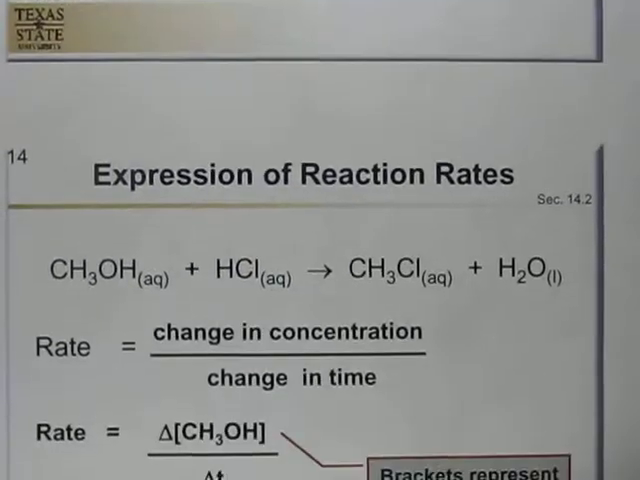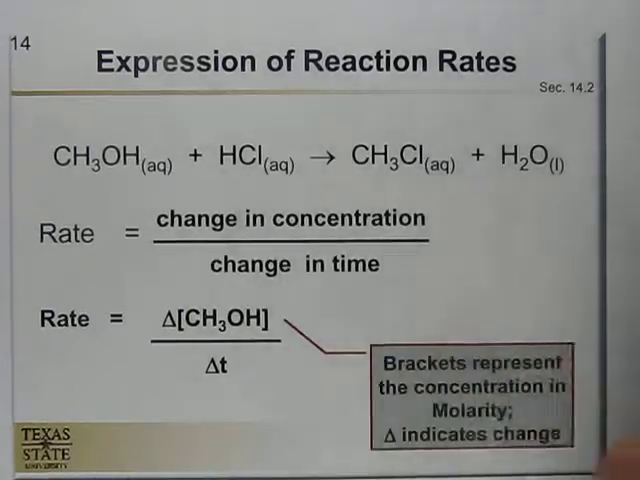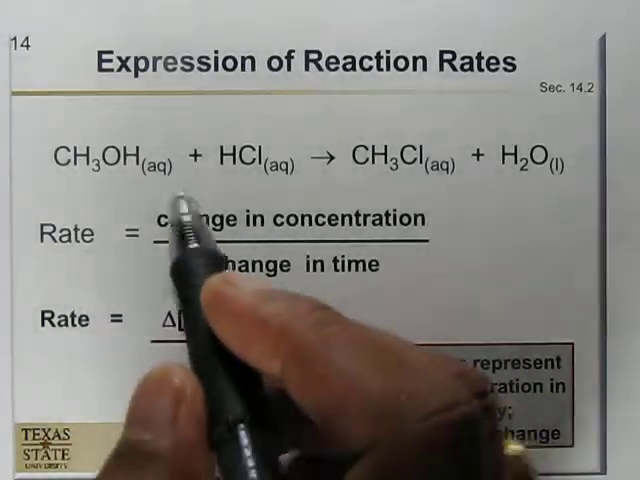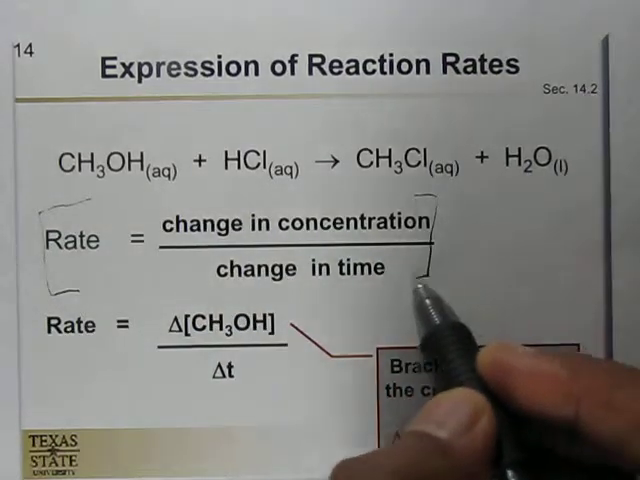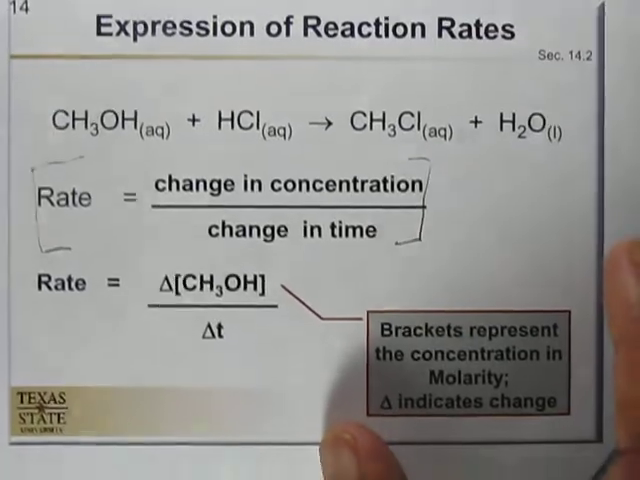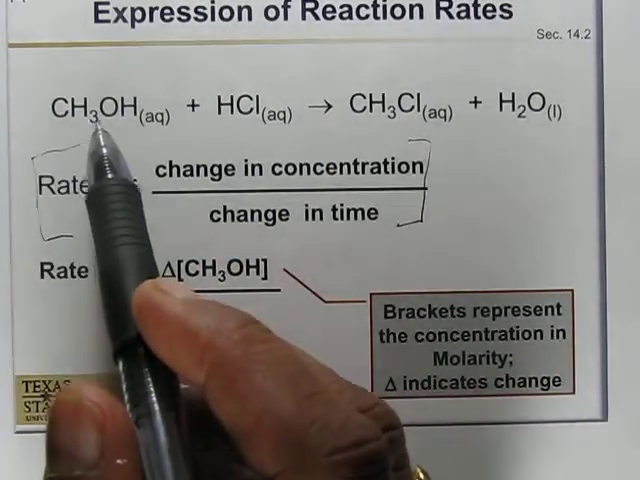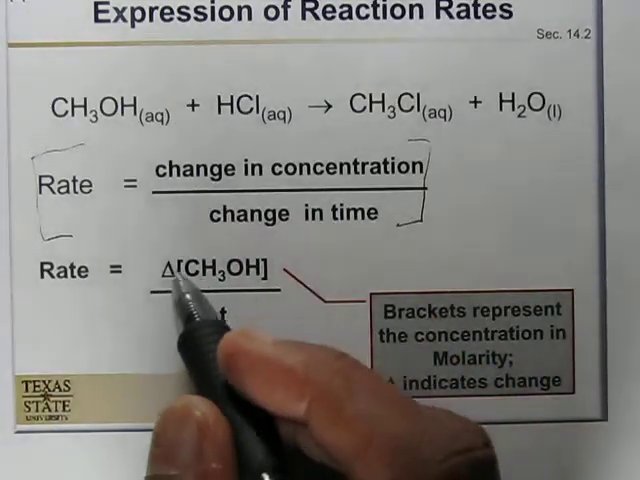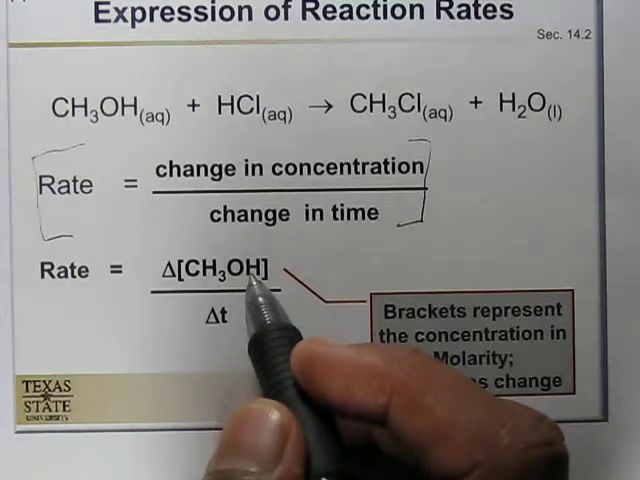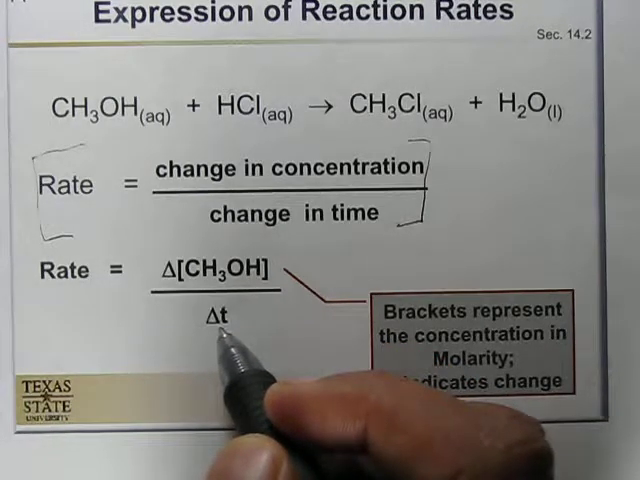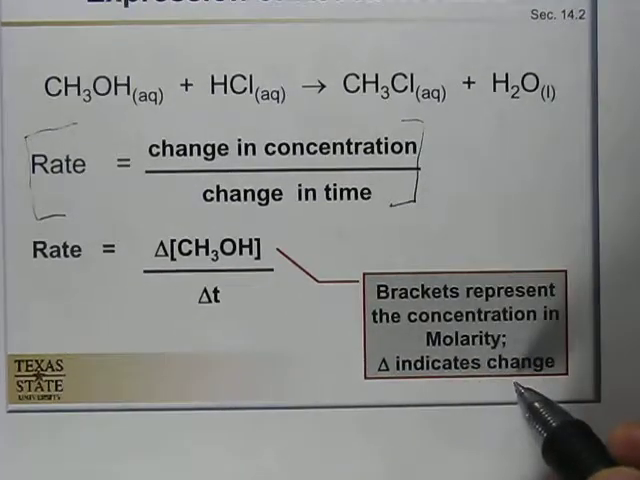How do we write the reaction rate expression? We take the same reaction. This is the basic formula: rate means change in concentration divided by change in time. For example, if we have to write how much change occurs in the methanol in the reaction, we write delta of the bracket methanol divided by delta T. The bracket represents the concentration in molarity and delta indicates the change.